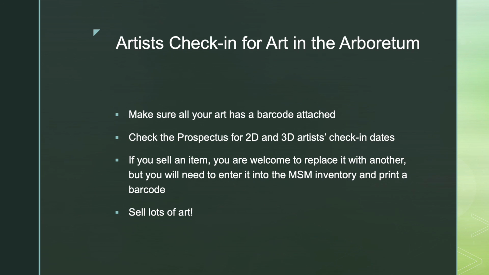Make sure that all your 2D art has a barcode attached. That's any art that's going to be displayed in the auditorium or in the bins. Putting barcodes on 3D art is optional. We know many artists have lots and lots of small items, so you can make the decision. We'll use sales slips if you don't want to put a barcode on it. Check the prospectus for when you're supposed to check in for 2D and 3D.